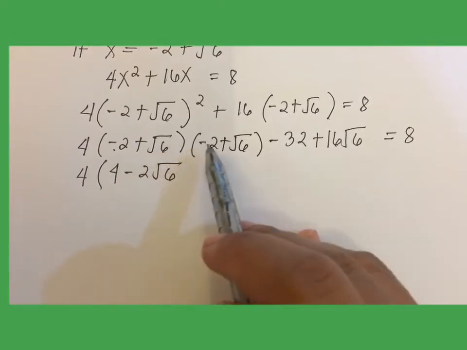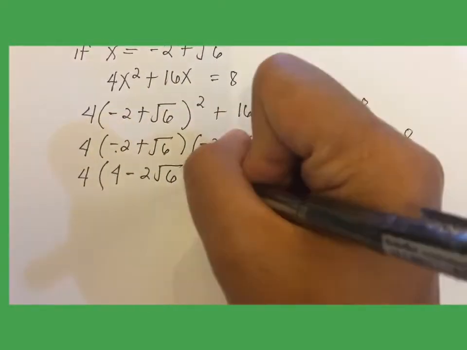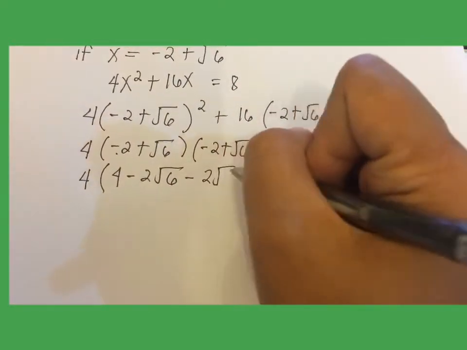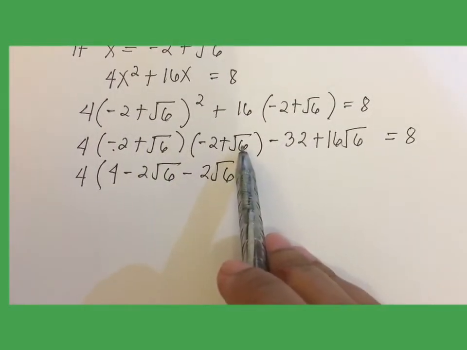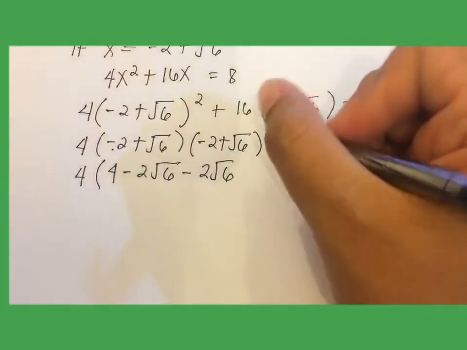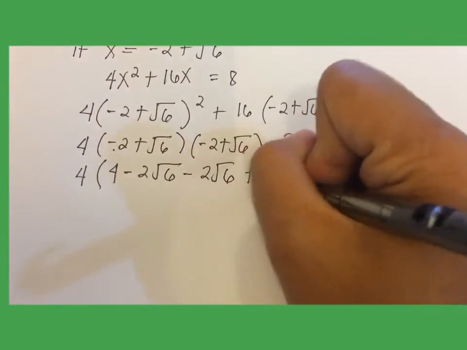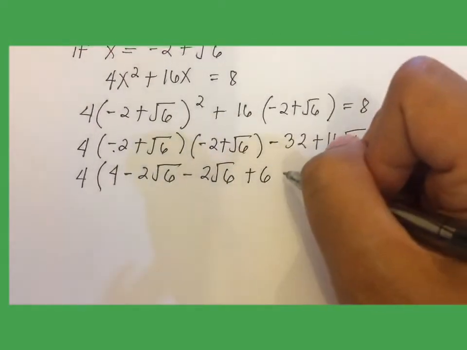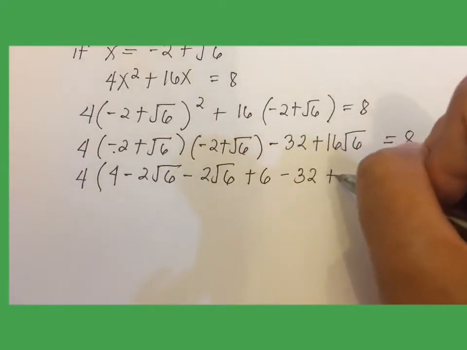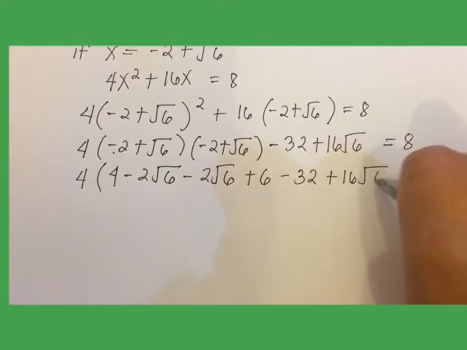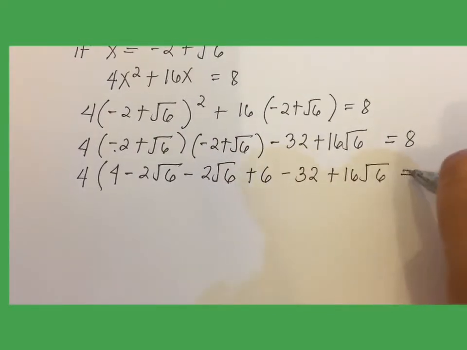Square root of 6 times negative 2, that's negative 2 square root of 6. And square root of 6 times square root of 6, that is 6. After that, we bring down first this one, plus 16 square root of 6 equals 8.